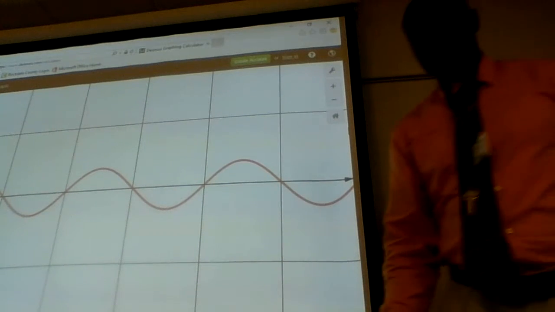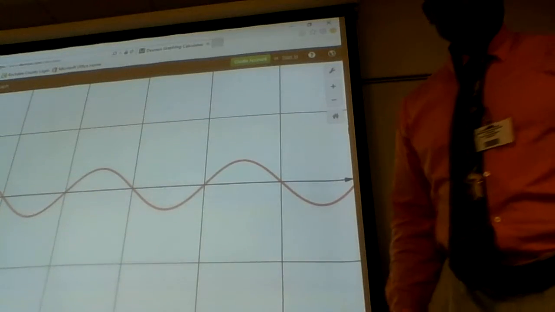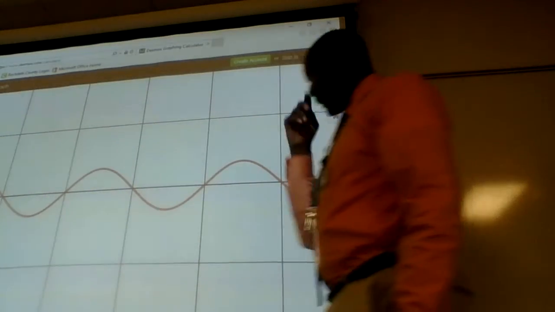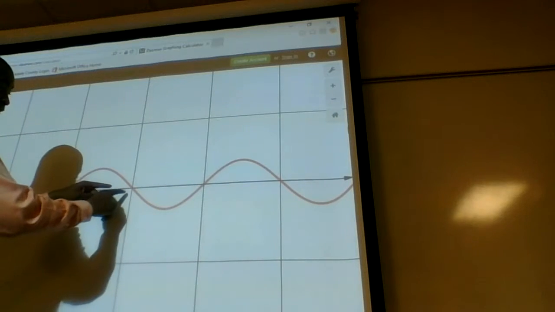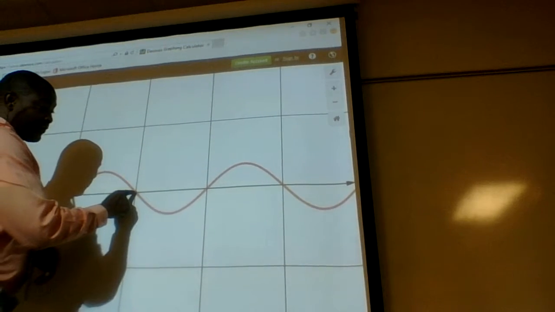All right, class, we're going to talk quickly about 6.1. It talks about graphing the sine function. So first, let's take a look at the sine function. Here is just a basic function we want to talk about. We're going to first talk about the period.